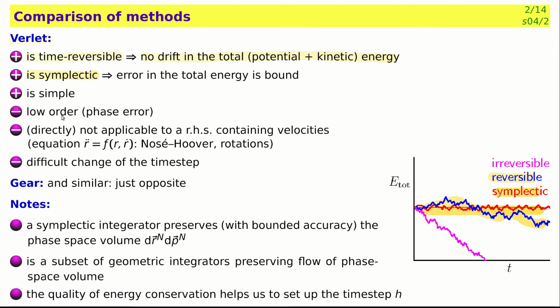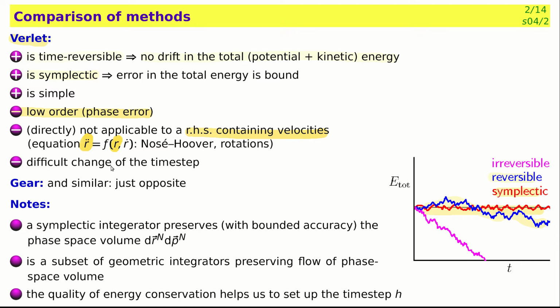But there are disadvantages of the Verlet method. They are of a low order, that is, they have quite a large phase error. Usually we don't mind if the frequency of a harmonic oscillator is a bit shifted, it doesn't matter. But they are directly not applicable to equations which contain velocity in the right hand side. The basic Newton's equations don't contain velocities in the right hand side. We calculate the forces and then the acceleration just from positions.